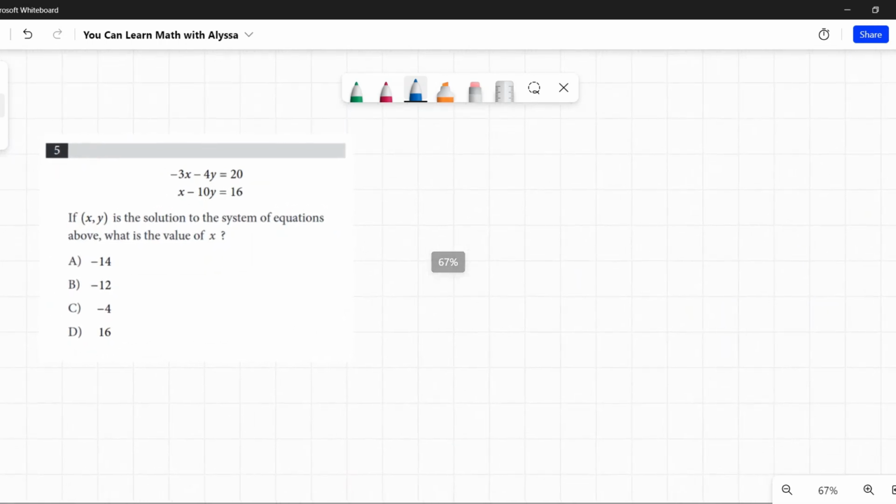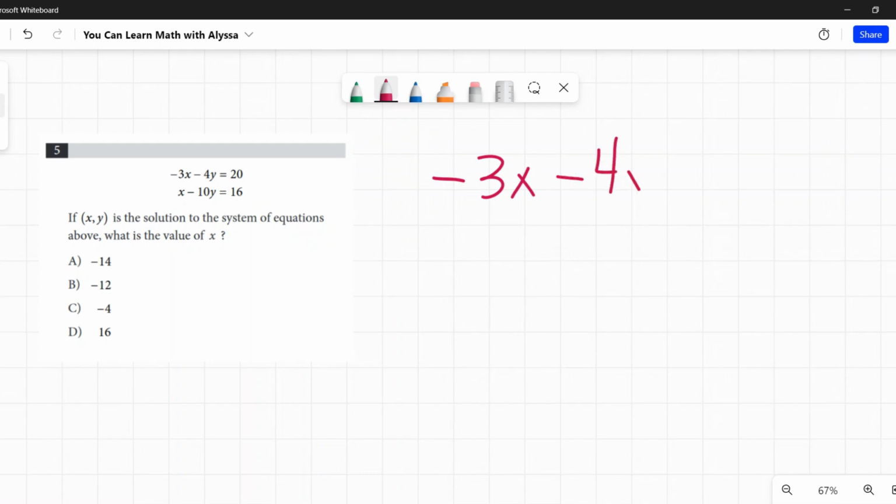Number 5, if xy is the solution to the system of equations above, what is the value of x? Systems of equations, we can solve these through graphing, through substitution, or through elimination. And graphing I would not recommend here because you are not allowed to use a calculator, so that leaves substitution or elimination. Either of them would work.